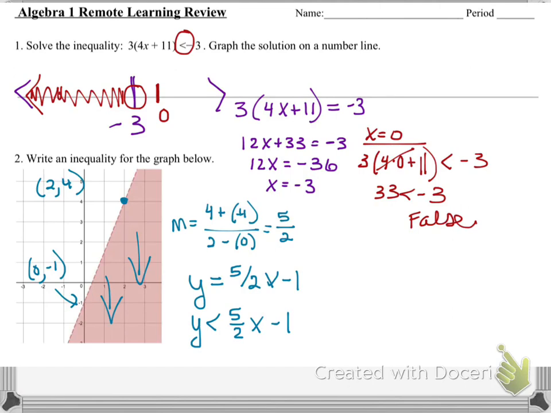If I want to make sure that this is correct, I can plug in a point. So let's test it. I see that 0, 0 is not part of the solution. So if I plug in 0, 0 here, it should make a false statement. Let's hope it works. 0 is less than negative 1. Not true, right? And since that's false, we're good to go because anything over on this side should be false. So there's 1 and 2.